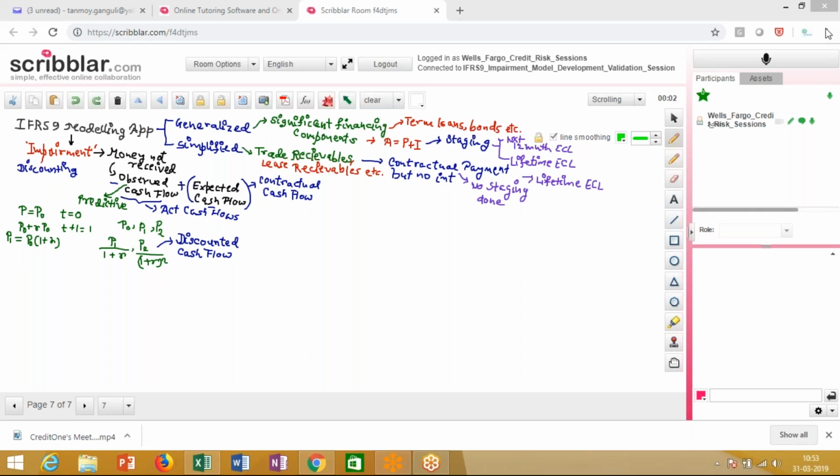And in this attempt to explore these methodologies, we had classified the approach into two broad groups. First being the generalized approach, and the second being the simplified approach. And here, the point that comes out is we need to understand.